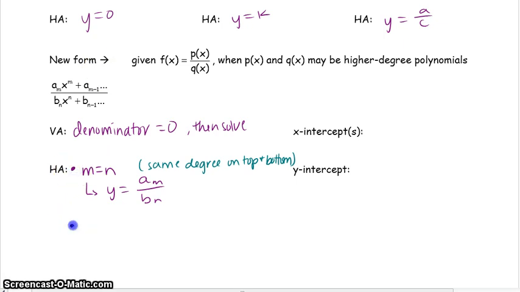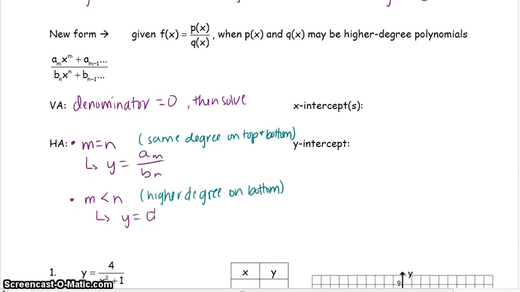A second option that we have is if our m is less than our n. So that's saying our higher degree is on the bottom. And if this happens, if our higher degree is on the bottom, that means our bottom is getting larger faster. So that means our y is going to be equal to 0 for our horizontal asymptote.